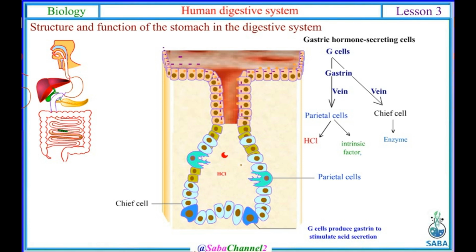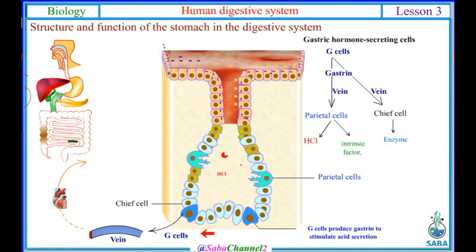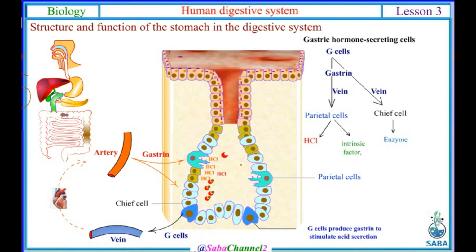Intrinsic factor protects vitamin B12. Parietal cells secrete gastric acid and intrinsic factor, which is a vitamin B12 binding protein.